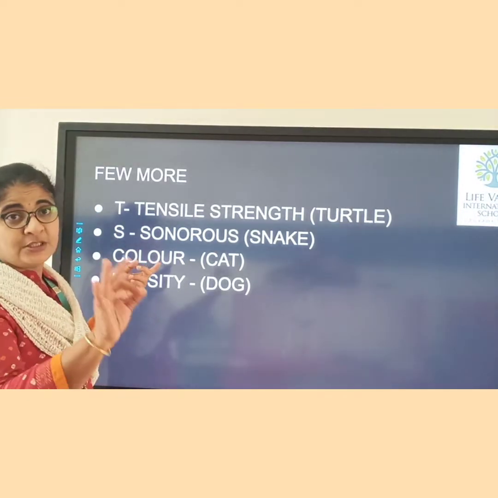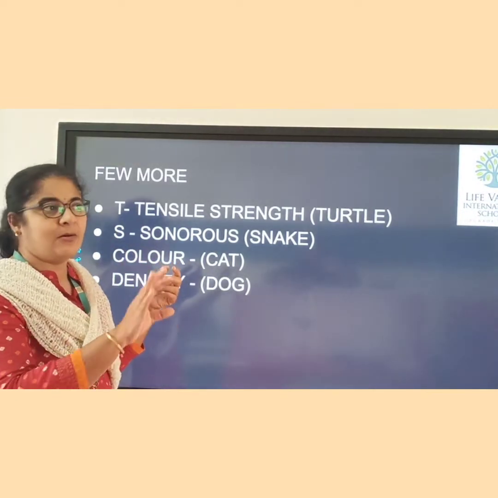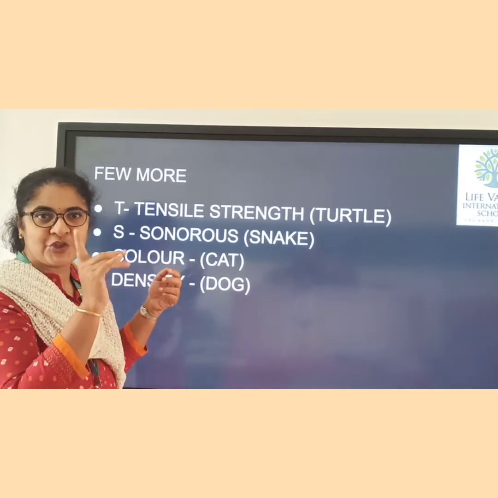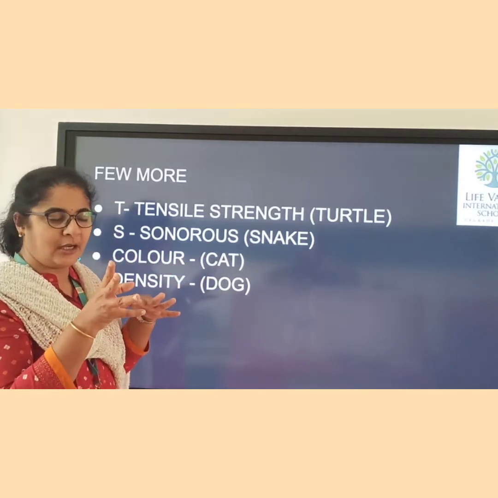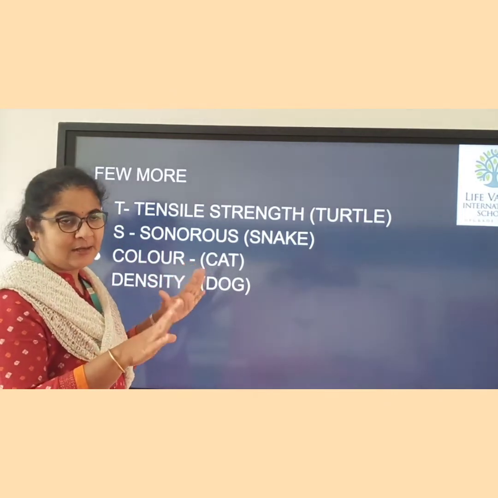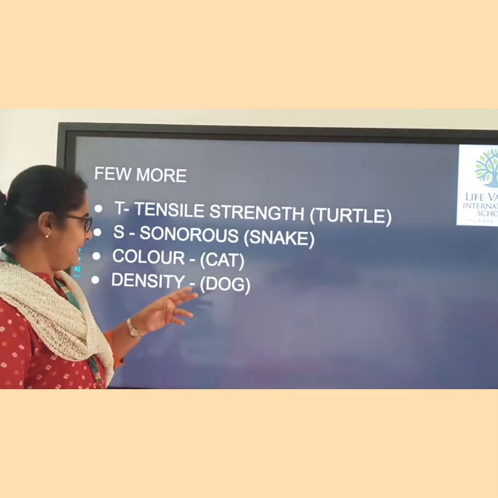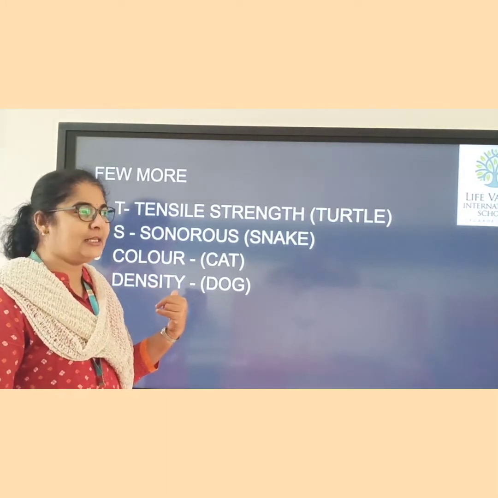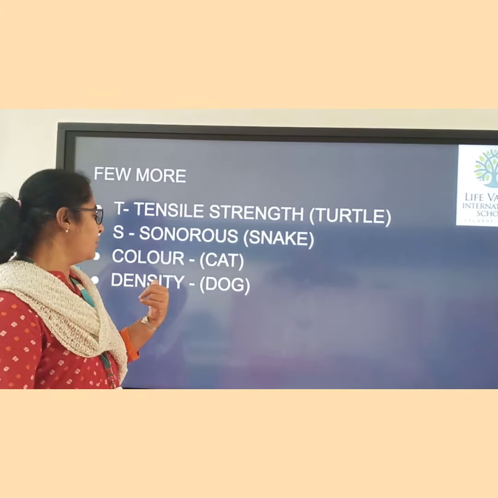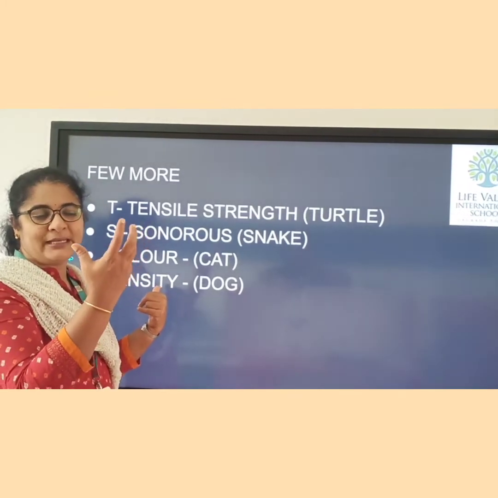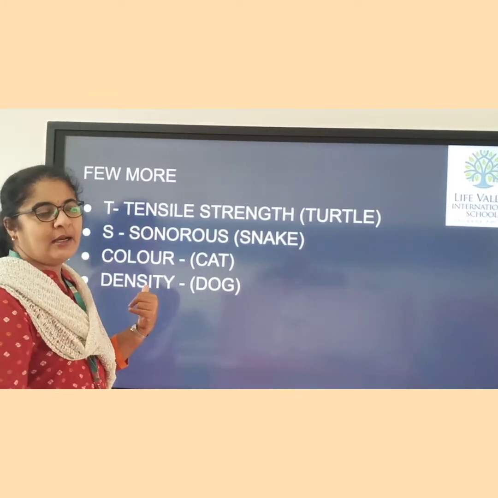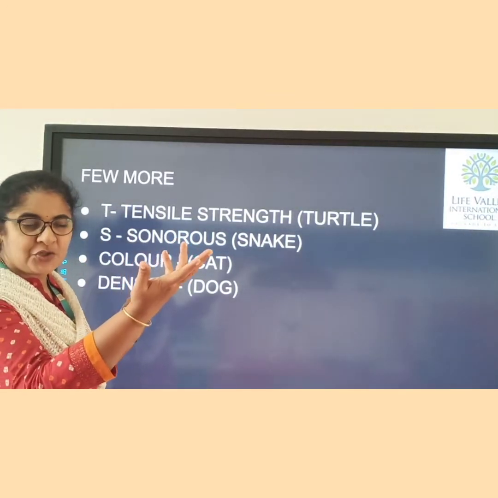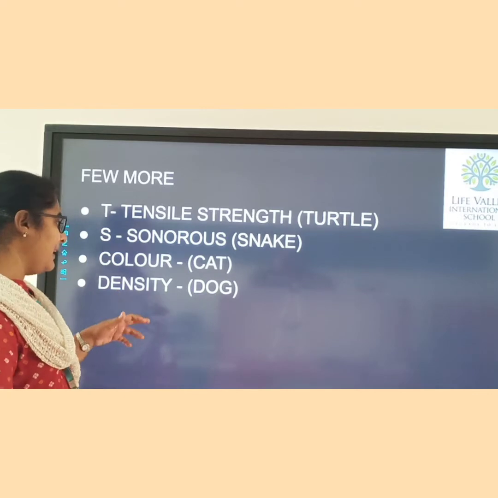Color. Most metals are grey or silver in color, except a very few like gold and copper, which is gold in color and copper in color. Most of the metals are grey or white in color. Density, we saw this in the last thing. Density is mass by volume. So metals are more dense than non-metals. Why? Because non-metals mostly are gaseous by nature and metals mostly are solids by nature.